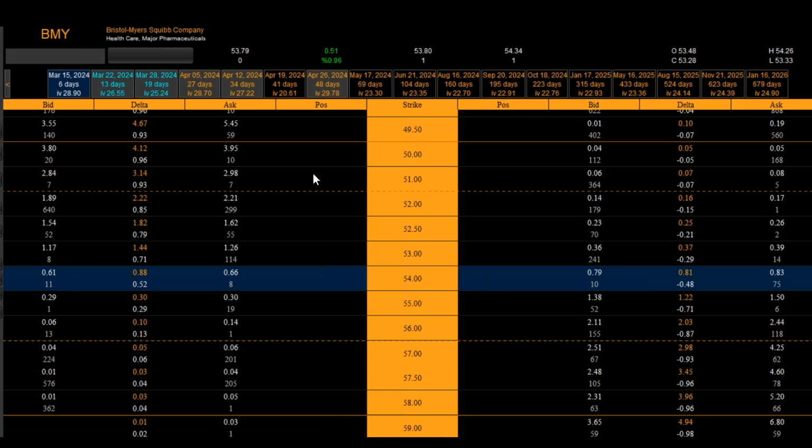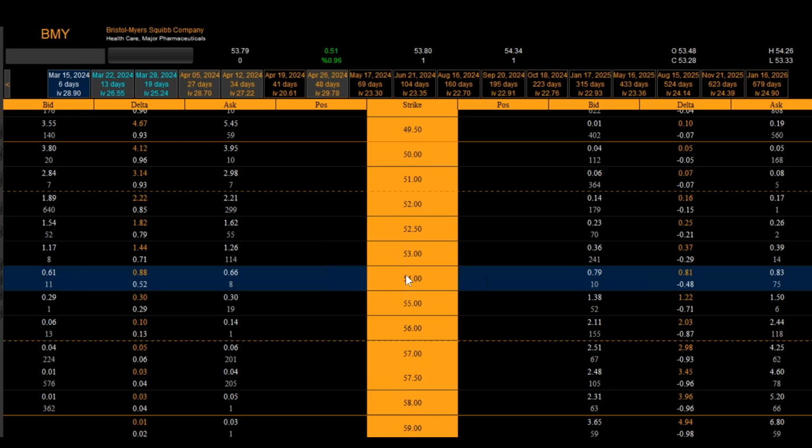Now, notice on here, this is Bristol Myers. Notice the price at the time was $53.79. And you see this highlighted line right here at the 54. This is what's called the at the money strike price. So this is the closest strike price to what the stock's trading at. So 54 is an at the money strike.